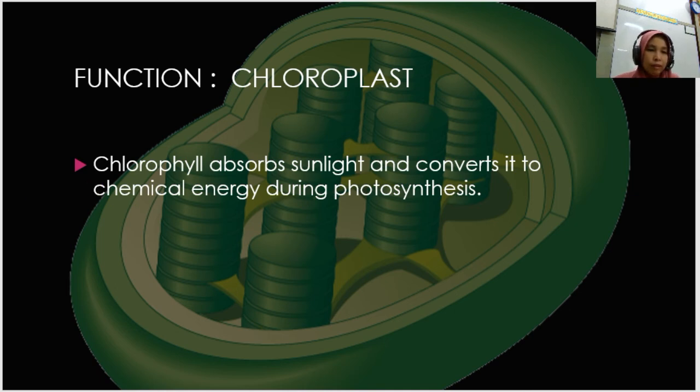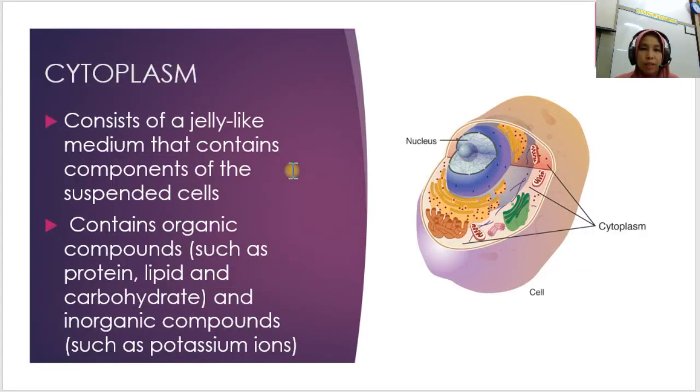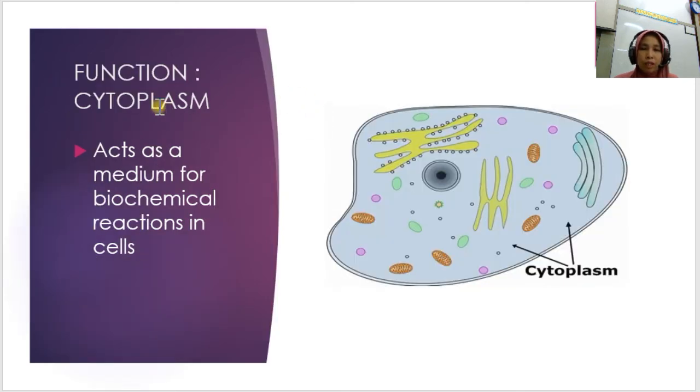Okay, then we go to the cytoplasm. Cytoplasm consists of a jelly-like medium that contains components suspended in the cell. The jelly-like medium contains organic compounds such as protein, lipid, and carbohydrate, and also other substances. So what is the function of the cytoplasm? It acts as a medium for biochemical reactions in the cell. That is the function of cytoplasm.